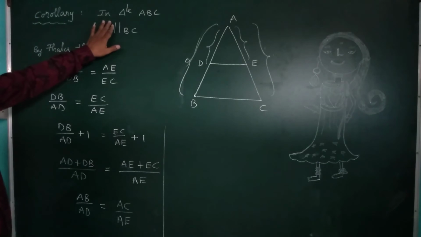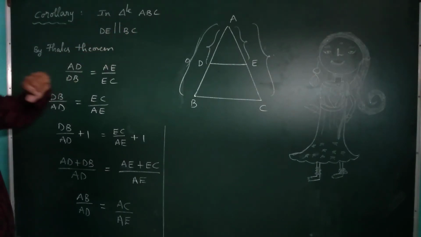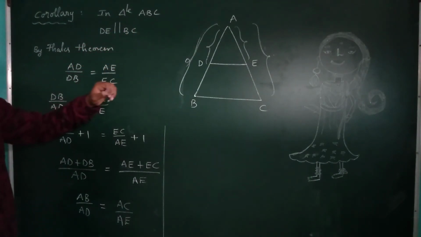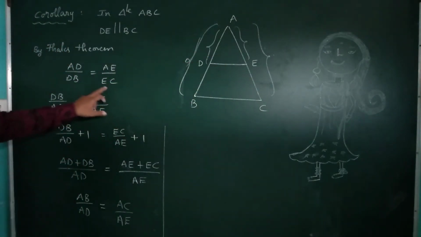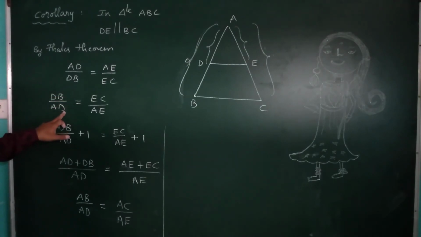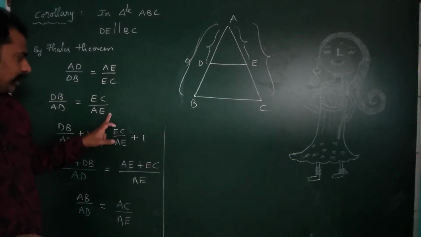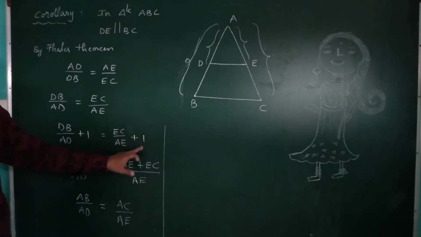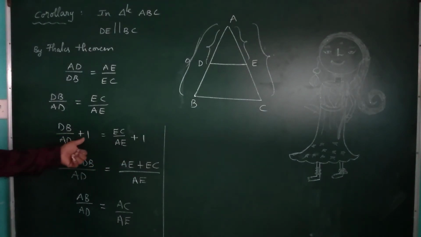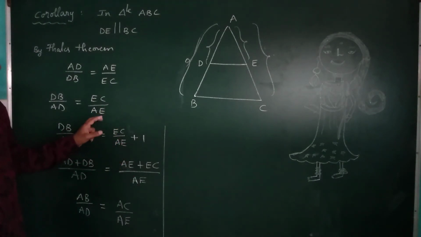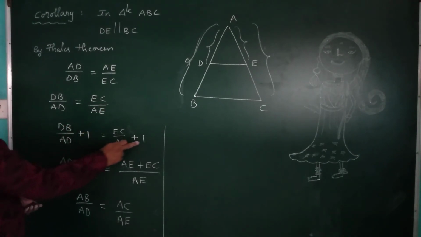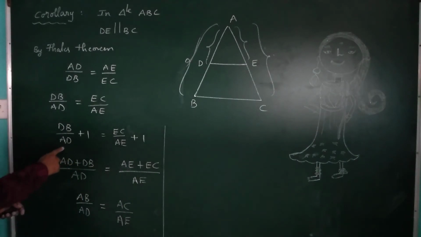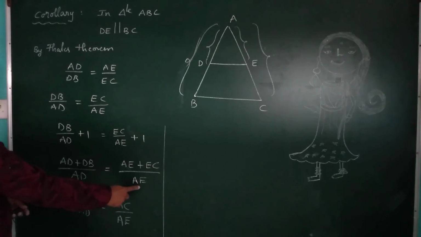Now I have written what is given in triangle ABC: DE is parallel to BC. So by Thales theorem, as we have just seen, AD upon DB equals AE upon EC. Now I have taken the reciprocal of this, DB upon AD equals EC upon AE. Now adding 1 on both sides, DB upon AD plus 1 equals EC upon AE plus 1. Now taking the LCM, what you get is AD plus DB upon AD equals AE plus EC upon AE.